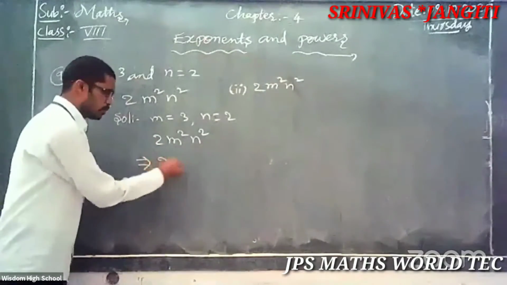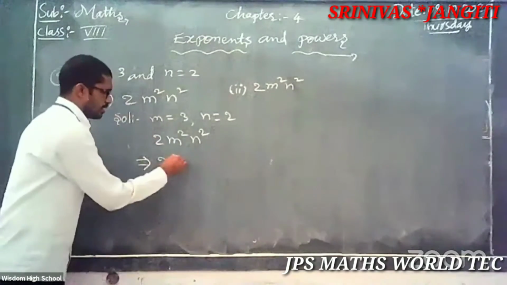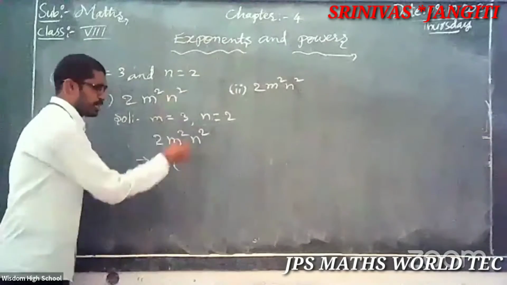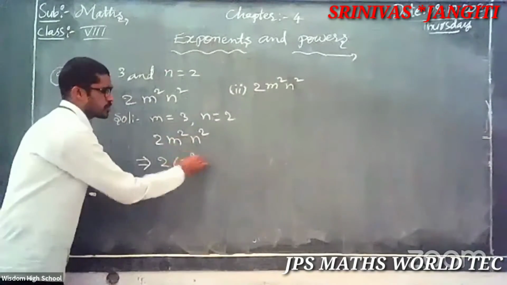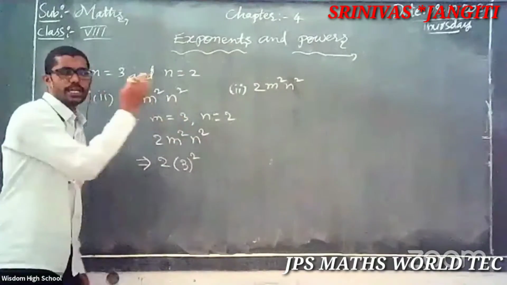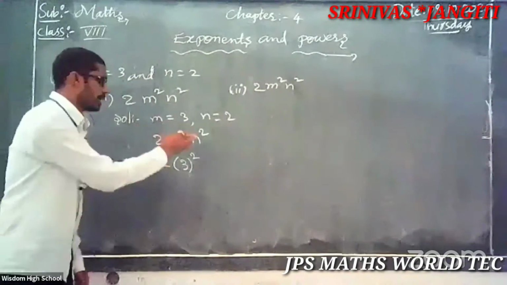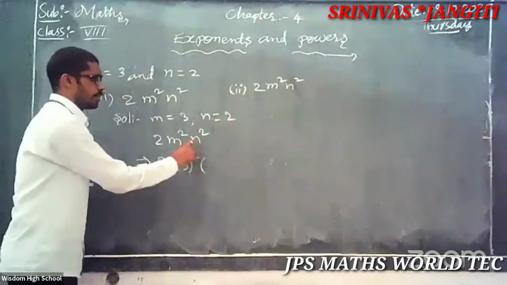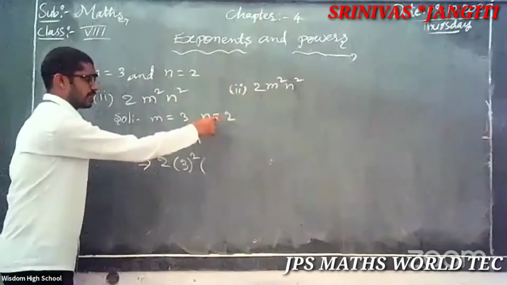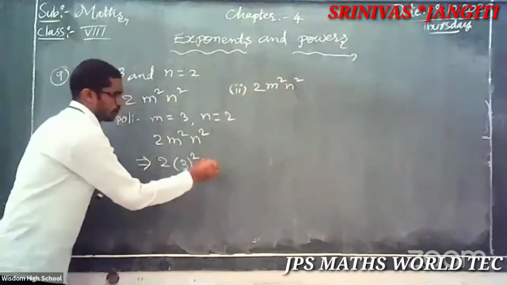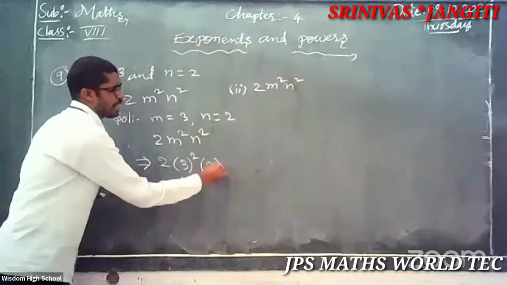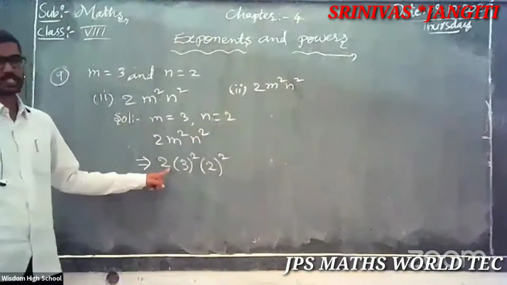What is here? 2 times m, what is m? 3. That's why 2 times 3, squared. So 2 times 3 squared. Clear? Then after, times n. Replace n with 2. Then substitute 2, and it is also squared. Are you understood this step?